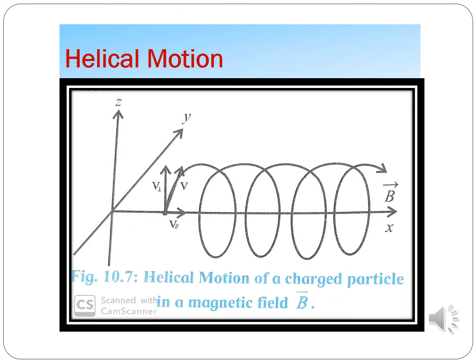Let's come to the next topic, that is, helical motion. So far, it has been assumed that the charged particle moves in a plane perpendicular to the magnetic field capital B. But if such a particle has some component of velocity parallel to B, then it leads to nothing but a helical motion.